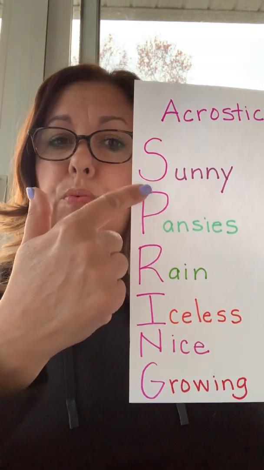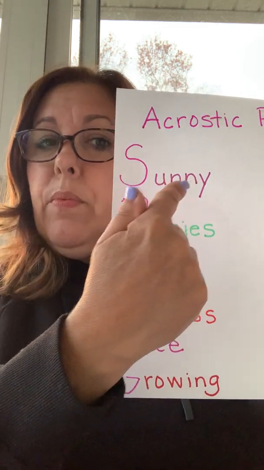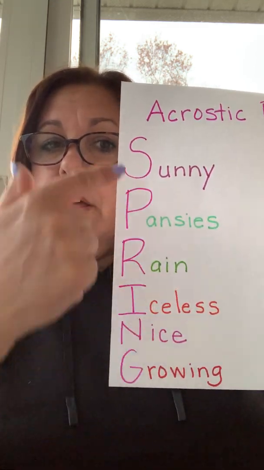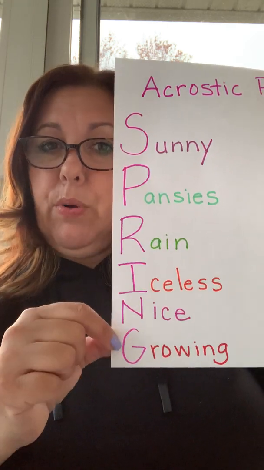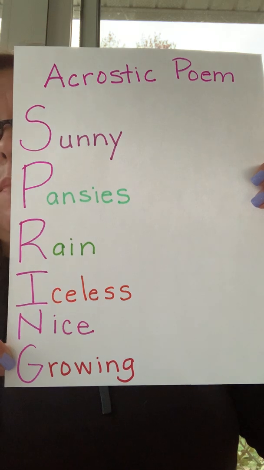I want you to write the word vertically. And then I want you to write one word for each letter that describes this word. And then you have an acrostic poem.